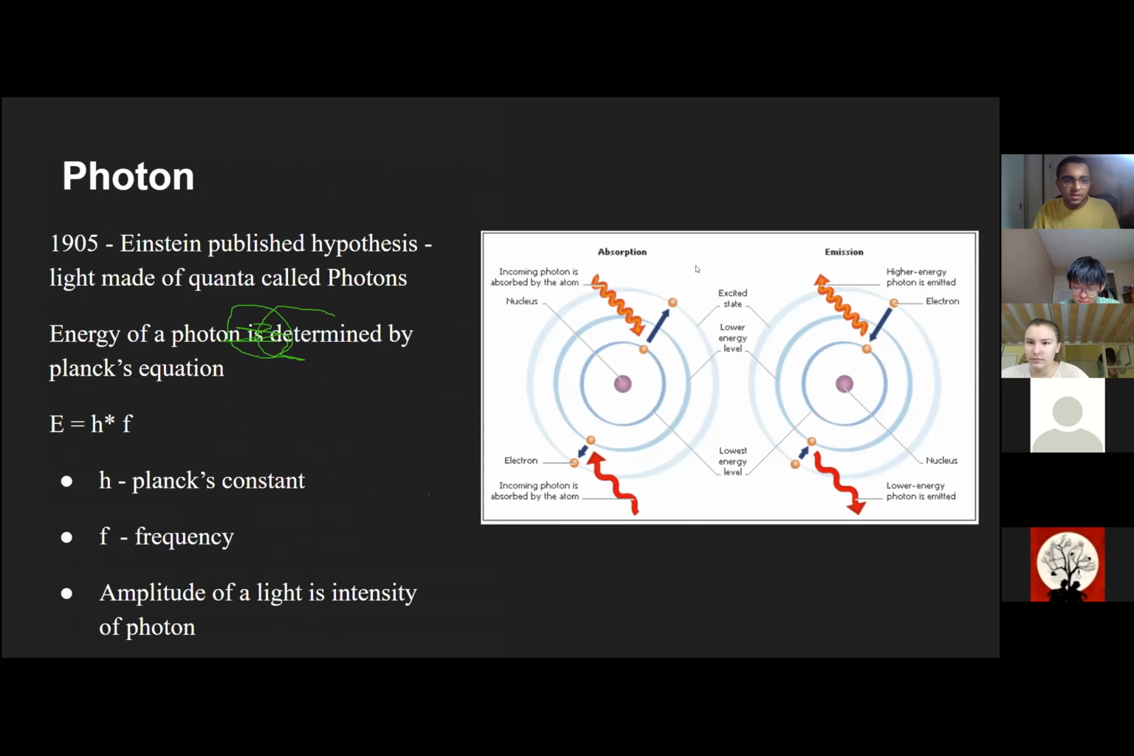All right. So here we have the slide about photons. In 1905, Einstein published his hypothesis that light is made of packets, right? It's made of quanta, which we observed before through the atomic spectra. So light is made of quanta called photons. They're these packets of light. And this is determined by Planck's equation, where E equals hf, where h is Planck's constant and f is frequency. Planck's constant is determining the spacing of those packets of light. And so the amplitude of light is the intensity of the photons. You can see this picture depicting that.